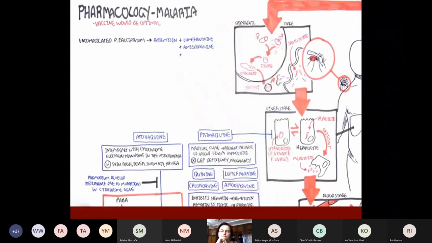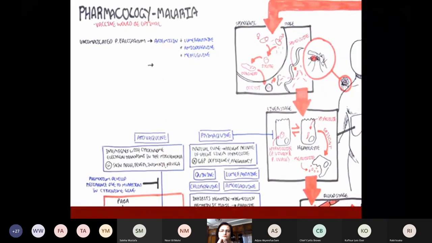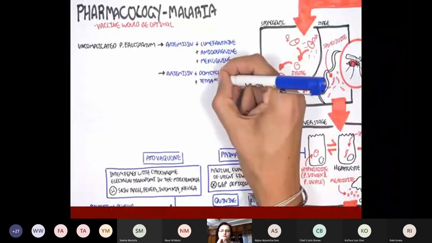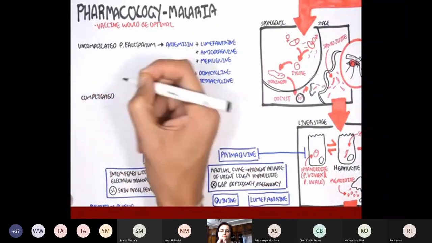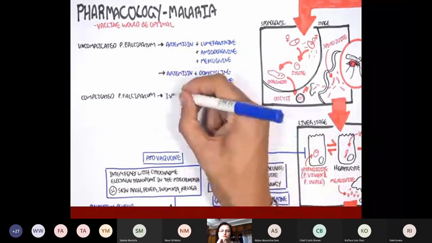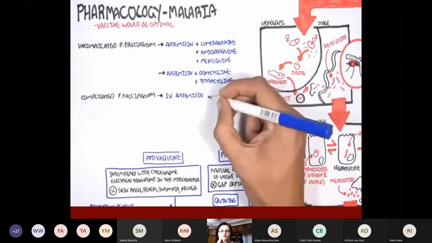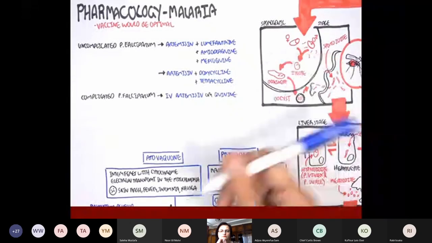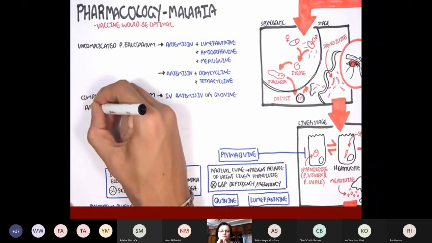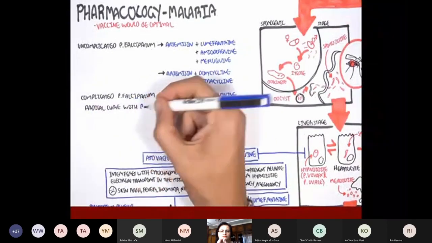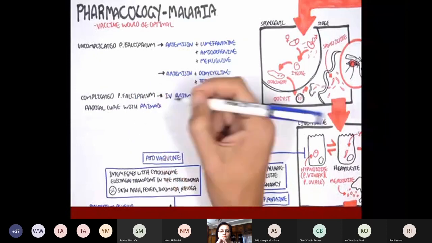Or if we can't give them the quinolone, we would give them artemisinins plus a protein synthesis inhibitor, such as doxycycline or tetracycline. Now, for complicated P. falciparum, complicated is really when the organs are affected, and you would give them IV artemisinins or quinine. For radical cure, which is basically targeting the dormant stages of the malaria parasite, so we're targeting the ovale or vivax in the liver, we would give them primaquine.